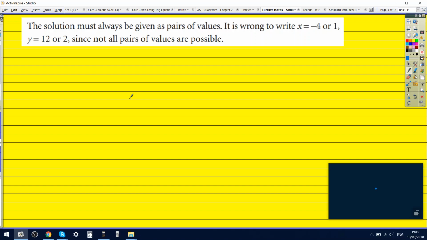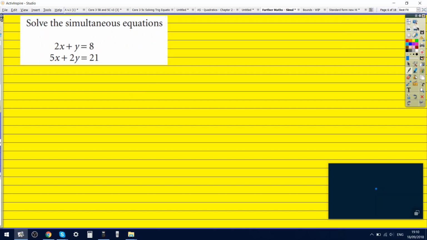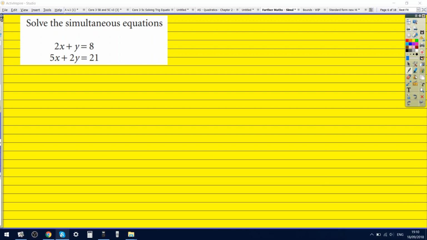How would you do this one? This one doesn't specify to use the substitution method, so I can do it how I like. So 2x plus y is 8.